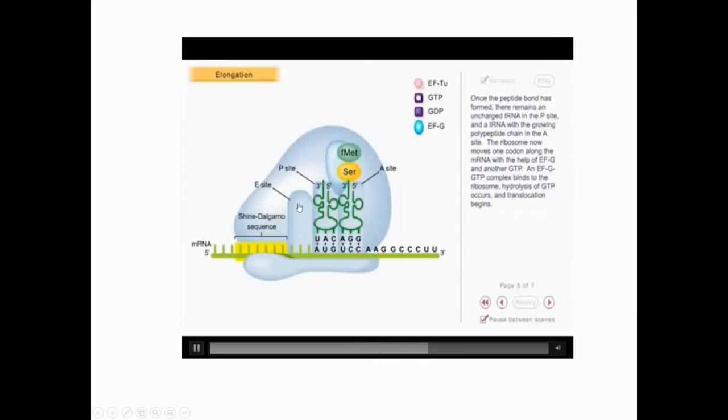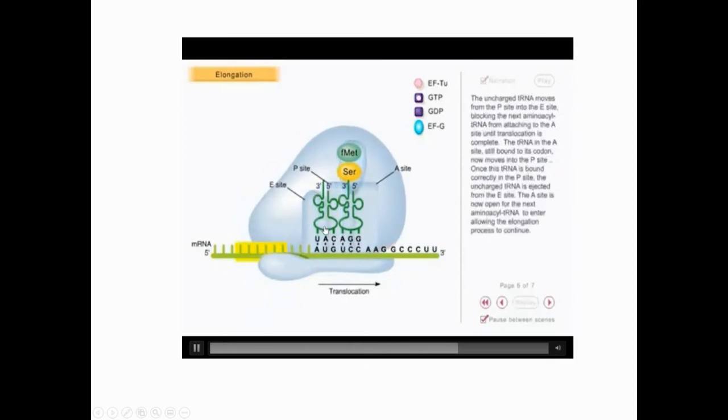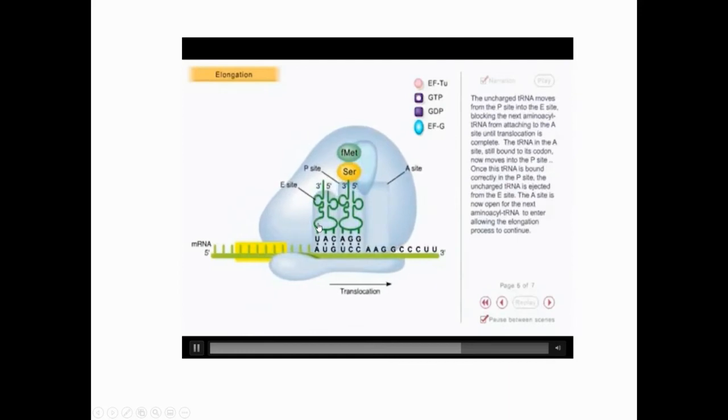The ribosome now moves 1 codon along the mRNA with the help of EF-G and another GTP. An EF-G GTP complex binds to the ribosome, hydrolysis of GTP occurs, and translocation begins. The uncharged tRNA moves from the P site into the E site, blocking the next aminoacyl tRNA from attaching to the A site until translocation is complete.